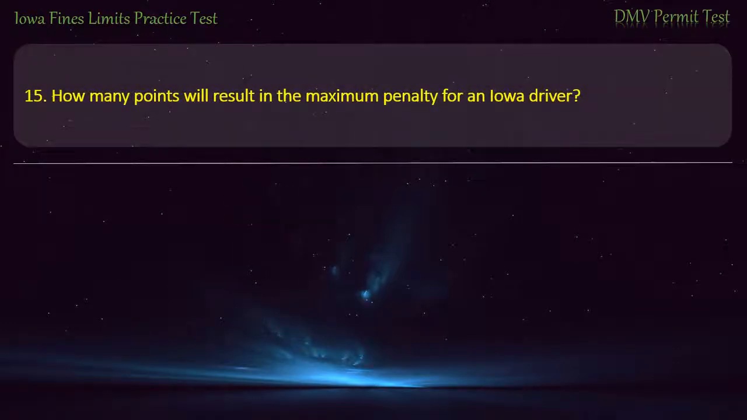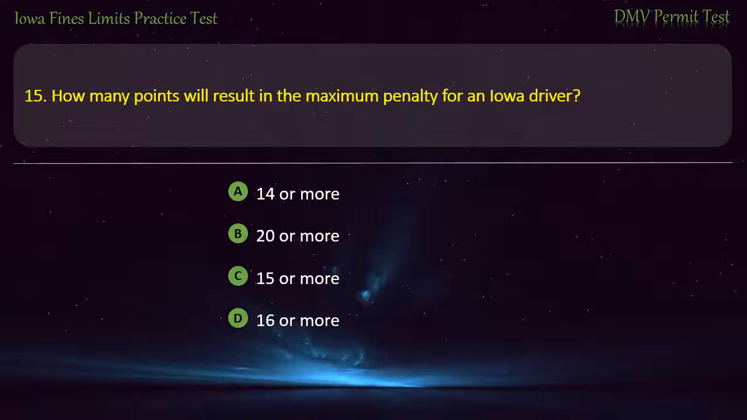Question 15. How many points will result in the maximum penalty for an Iowa driver? 14 or more. 20 or more. 15 or more. 16 or more. Answer. 16 or more.